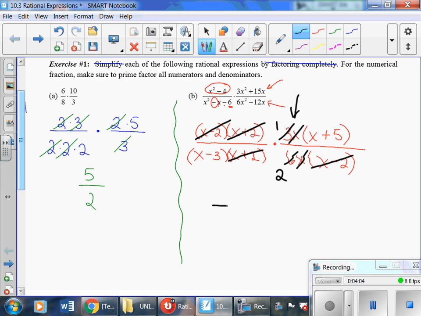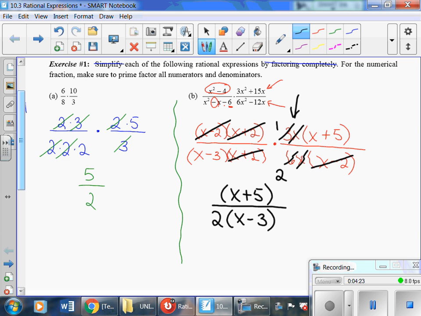So now this is where you have to be very careful. Make sure you remember everything up in the numerator. So the only thing left there is x plus 5. And then what do I have in the denominator? I have x minus 3. And then I have that 2. So I'm going to put the 2 out front because that's generally where we put our coefficients.